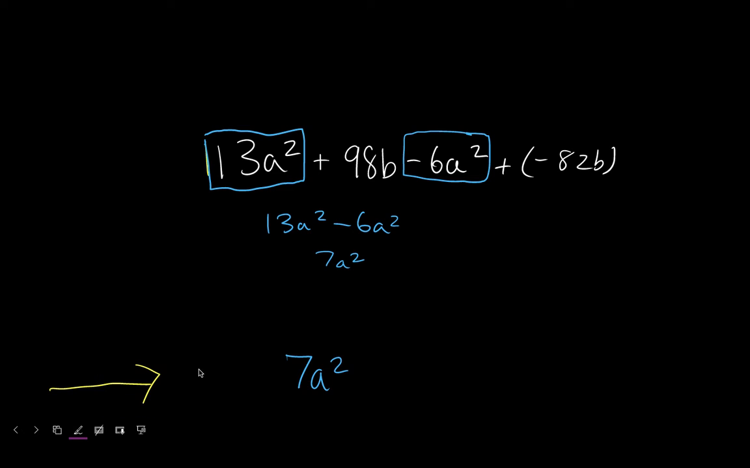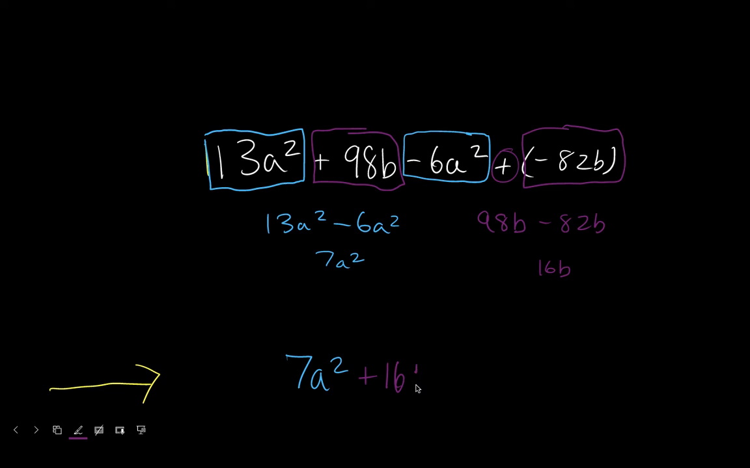And then let's do this purple. We keep going. We see this positive 98b, and then we see this negative 82b. So we can do 98b, and you can add this plus if you really wanted. It doesn't make the equation any different. So we've got 98b minus 82b. That leaves us with 16b. So we got 7a squared plus 16b.